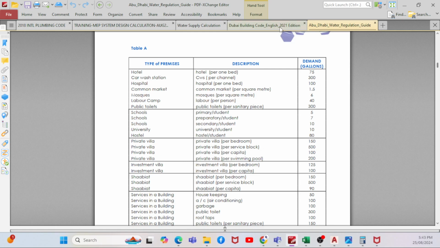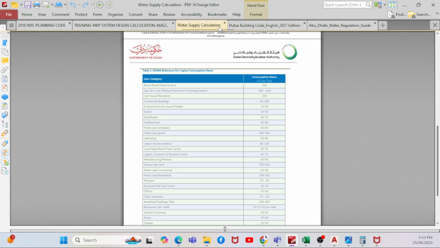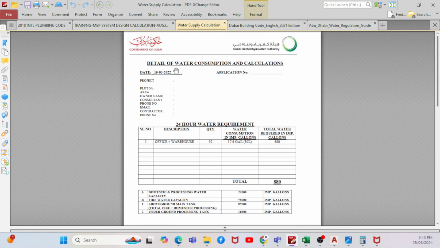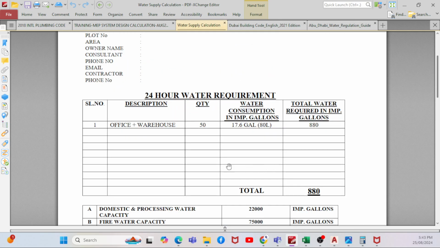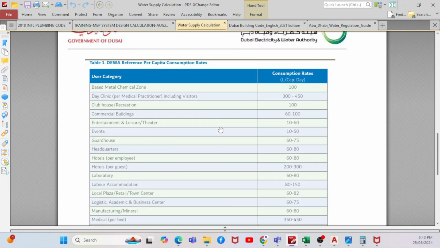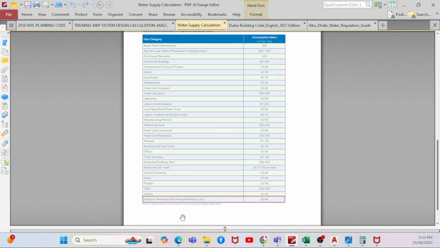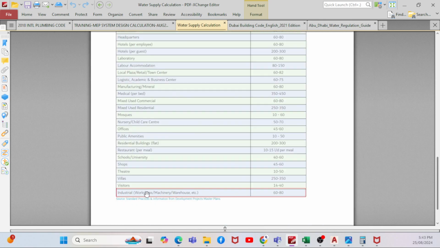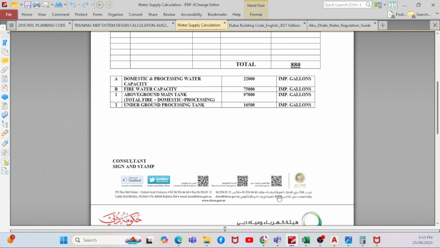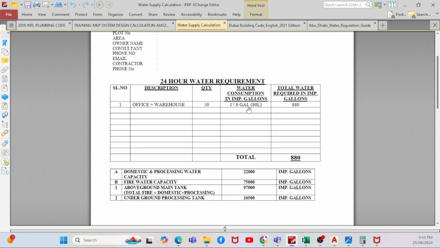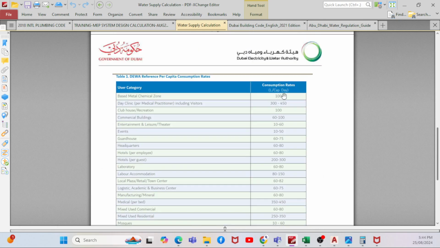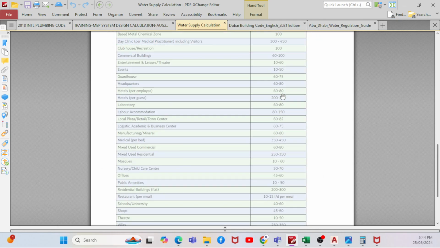As an example, you can see one of the examples I have shared, based on our calculations. This is an office plus warehouse area. If you go to the table below, you can choose the related category. Here it is 60 to 80, and they calculated with 80 liter consumption. So this is 80 liters per capita.